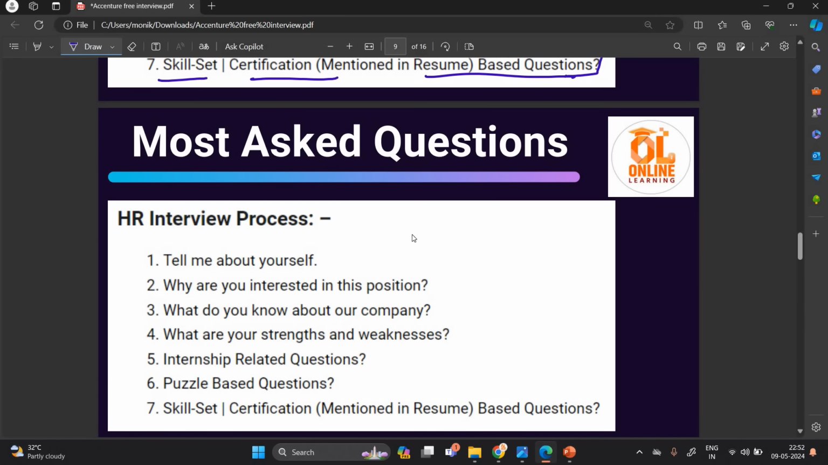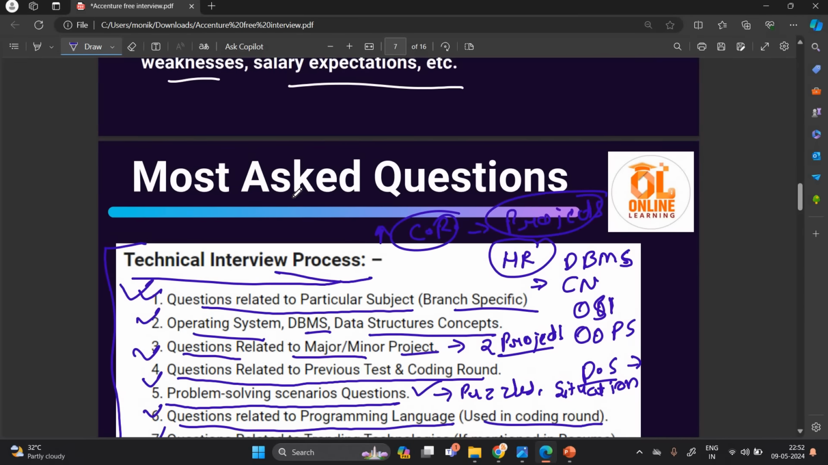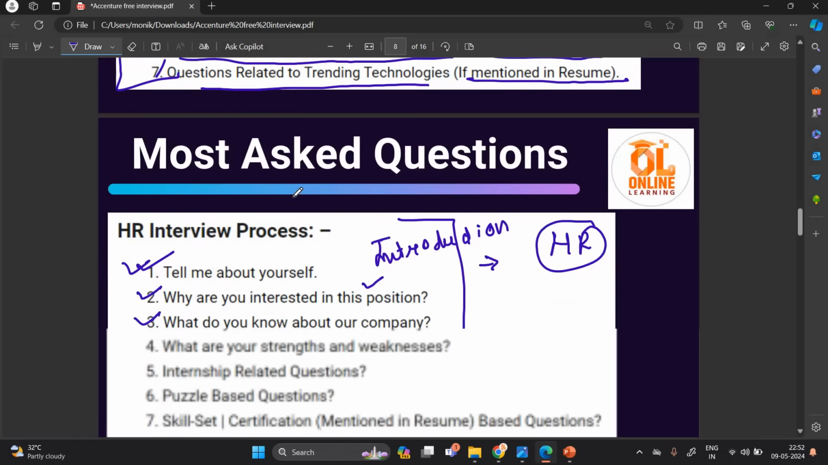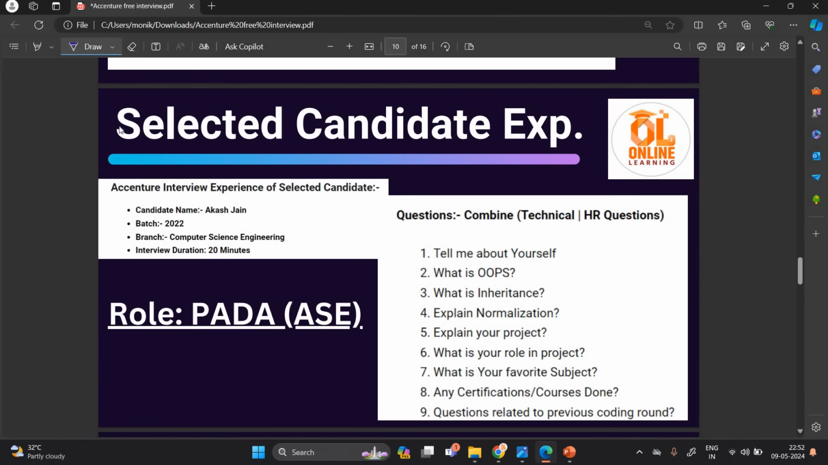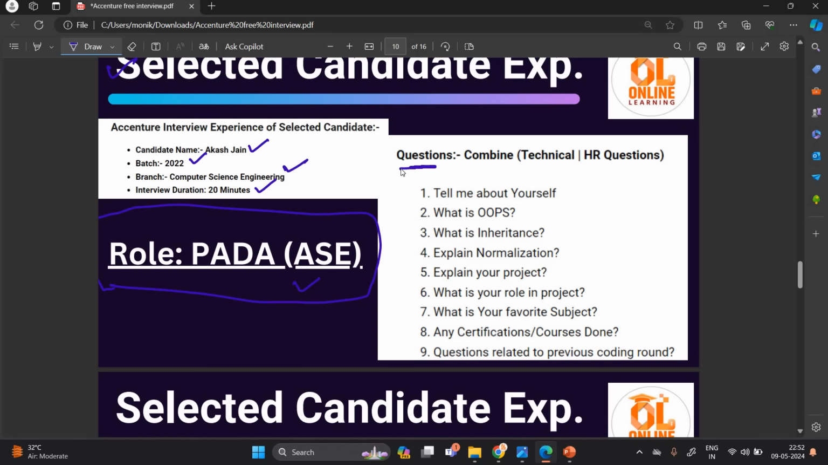Let me discuss the HR interview process. Basically this is the technical interview process and HR interview process. Let's discuss the selected candidate experience. First, we will check the package app development role, AAC. Akash Jain is the candidate, 22 is the batch, computer science engineering. Interview duration is only 20 minutes. Combined technical and HR questions are there. Tell me about yourself. What is object oriented programming? What is inheritance? Explain normalization, it is a DBMS concept.